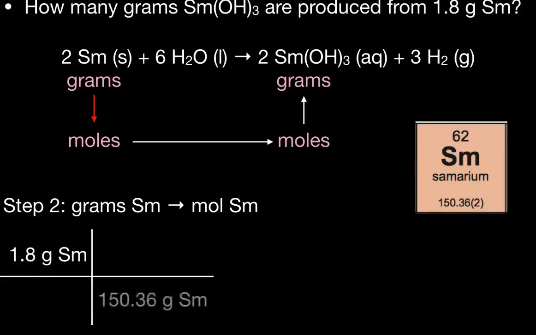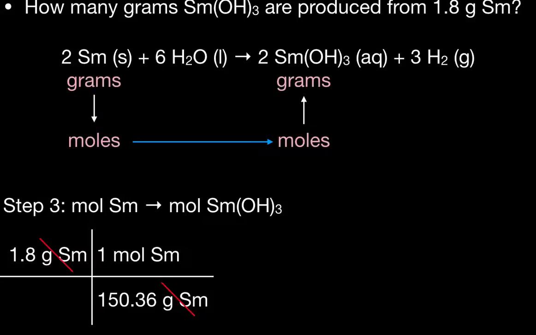And then we want to put 150.36 grams of samarium in the denominator, which is the molar mass of samarium. And we'll go ahead and put 1 mole of samarium here on the top, so you can see how the units correctly cancel here. Okay?